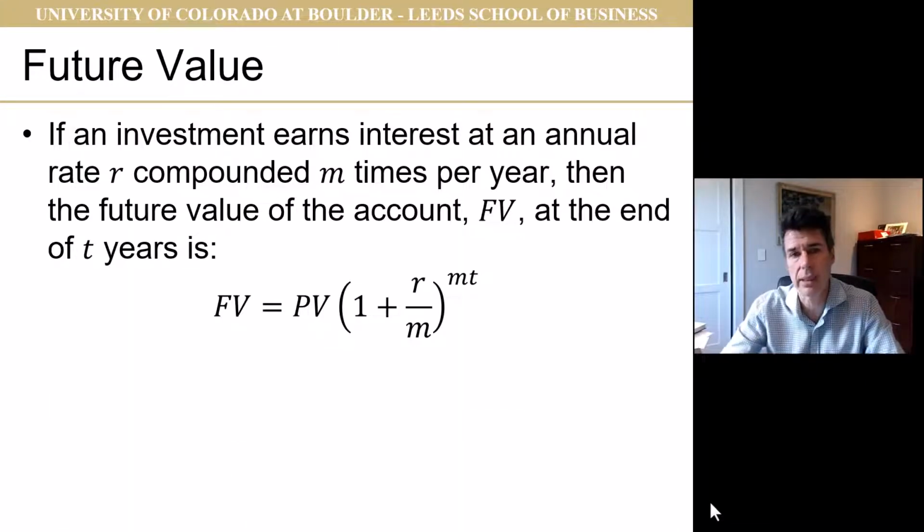So we have this formula. If an investment earns interest at an annual rate R, compounded M times per year, then the future value of the account, FV, at the end of T years is FV equals PV, the present value, times (1 plus R over M) to the power MT. Now, one thing to note, this R is an annual rate, and we divide it by M in order to find the per period rate. Almost always, interest rates are quoted as an annual rate, with some compounding frequency. So (1 plus R over M) to the power MT.